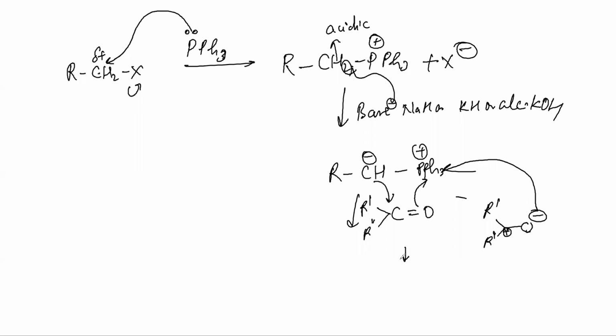What do we get? The bond between C and PPh3 will be breaking, and the bond between O and PPh3 will be forming, like this. Firstly, you understand.